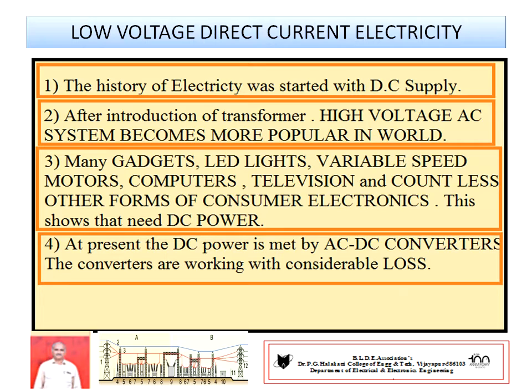Due to this fact, all over the world today we are enjoying generation, transmission and distribution in a three-phase AC system. But with recent developments like mini gadgets, LED lights, variable speed motors, computer applications, televisions and countless other forms of consumer electronic needs, all of these require DC power. In the present system, DC power is provided to these applications by using AC to DC converters. These converters work very well, but they have considerable loss.